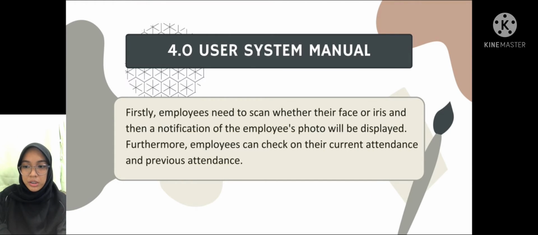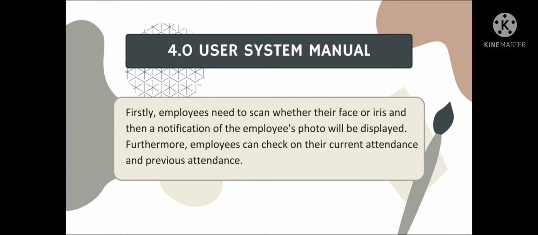Question 4. User system menu. Firstly, employees need to scan either their face or iris, and then a notification of the employee's photo will be displayed. Furthermore, employees can check their current attendance and previous attendance.